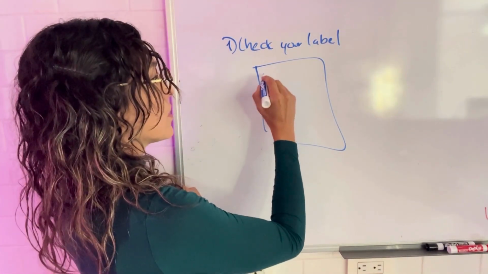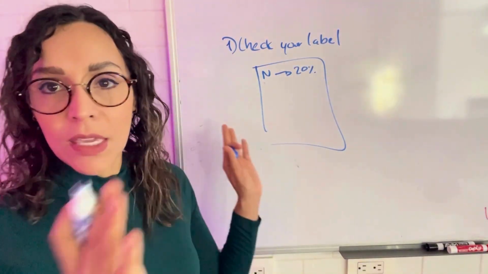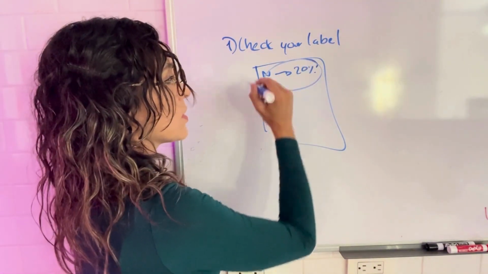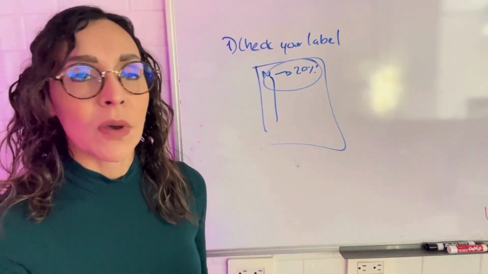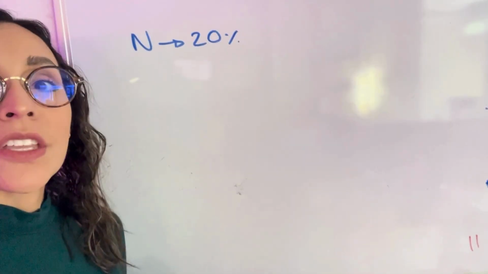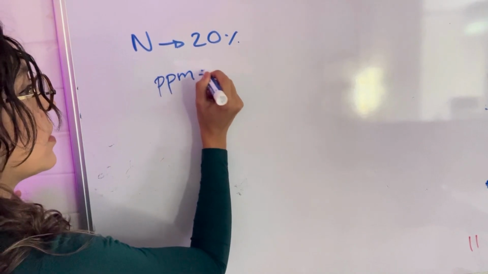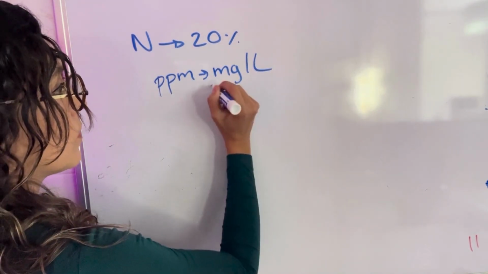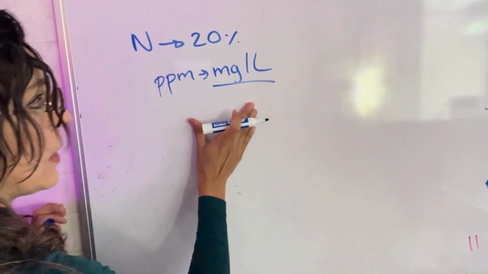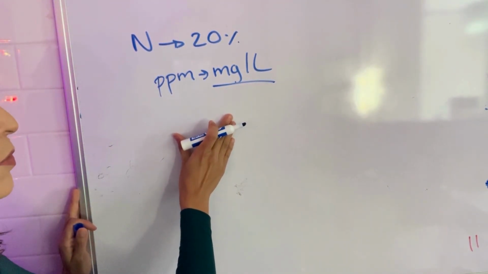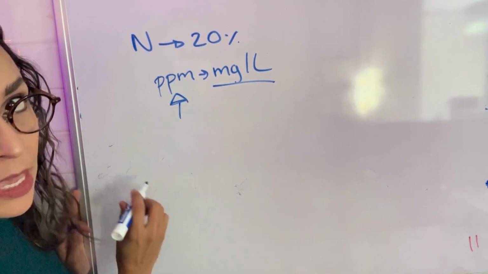Sometimes we have, for example, nitrogen, and it's showing, I don't know, like 20%. I'm just making up numbers. So when you have 20%, that's your label. You will have way more nutrients in here, but let's just start with nitrogen. Now let's remember that we want to work in parts per million, which is milligrams per liter. And this will be the amount of fertilizer that you will be adding, meaning that if you add specific milligrams per liter of the fertilizer, you will be hitting a specific PPM.